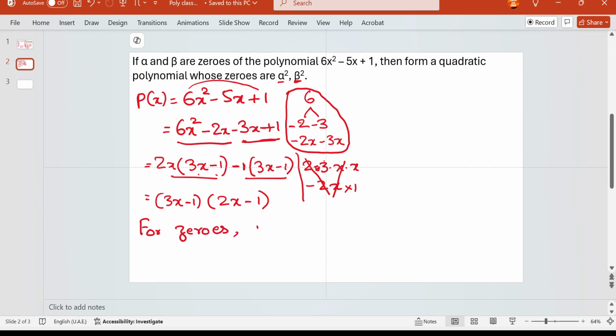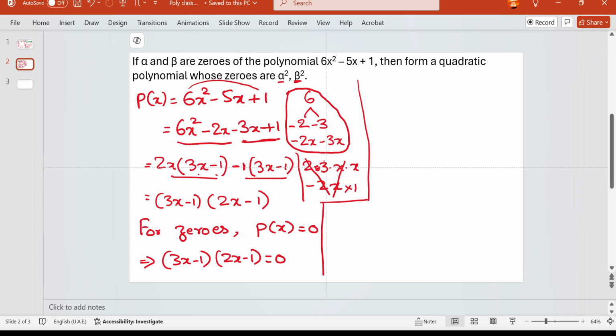For zeros we have to equate p of x to 0. So that implies (3x minus 1)(2x minus 1) is equal to 0. So then what happens? That implies x is equal to 1/3, 1/2. So alpha is equal to 1/3, beta equals 1/2.